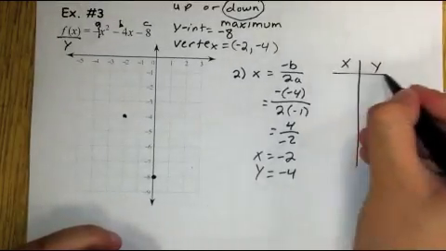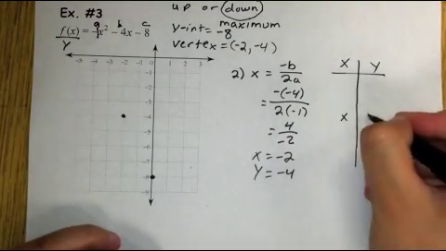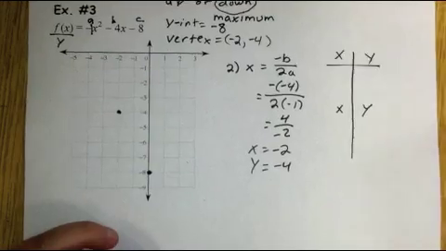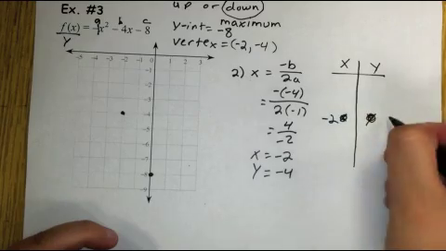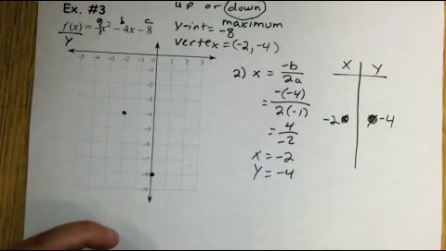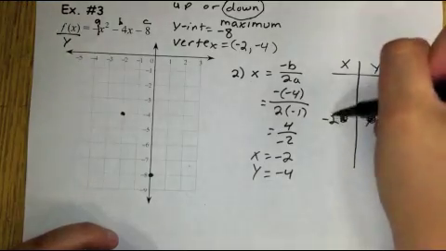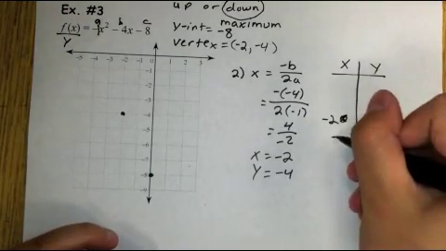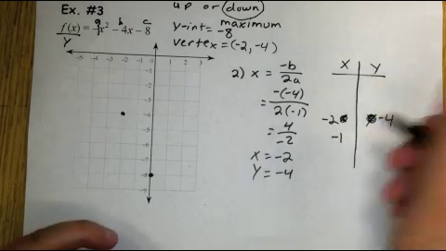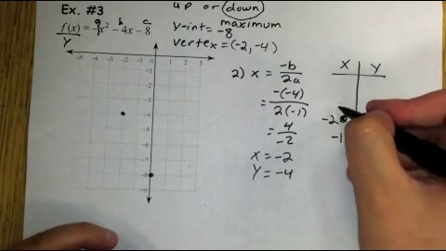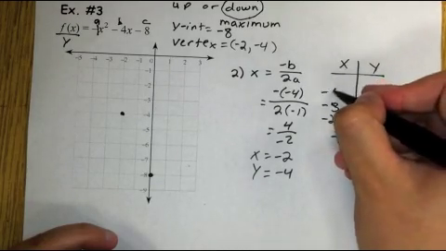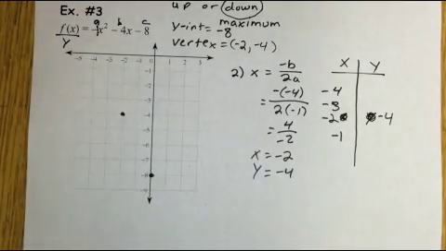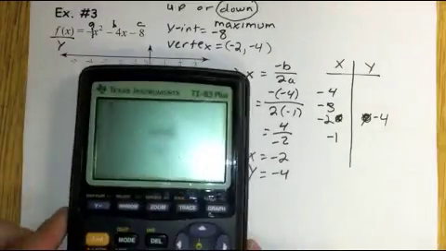So let's make a table. What has to be in our table? X and Y. It's going to be negative 2 and negative 4 as our vertex. Two numbers bigger. Let's do negative 1 and 0. Oh, we already did that, so that's fine. How about two numbers smaller? Negative 3 and negative 4. Use your calculator. What are you going to do? Just what? Plug them in.